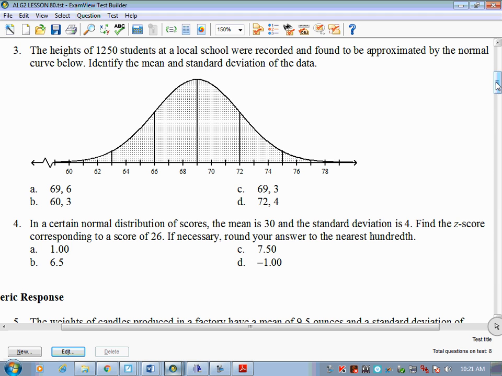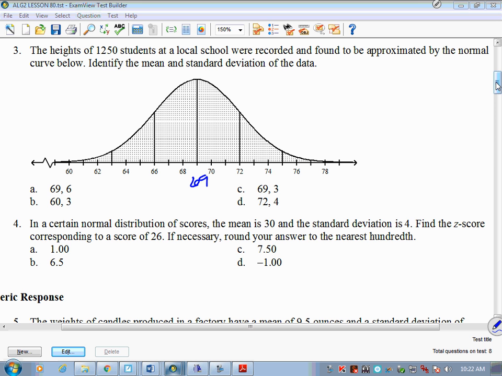69, right? Because that's in the middle. It's between 68 and 70, correct? Okay. So we can say, well, we know it's going to be 69 right there. But there's more than one 69 option, right? It's either 6 or it's 3.